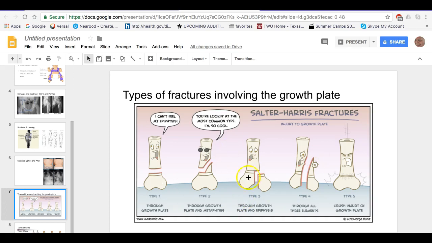I like this little depiction because it shows you how they can grow. It can cut right in half and go through the growth plate this way. It can go through the growth plate laterally or vertically. It can go through the whole bone plus the growth plate, or they can be crush injuries, which are actually very common in children.